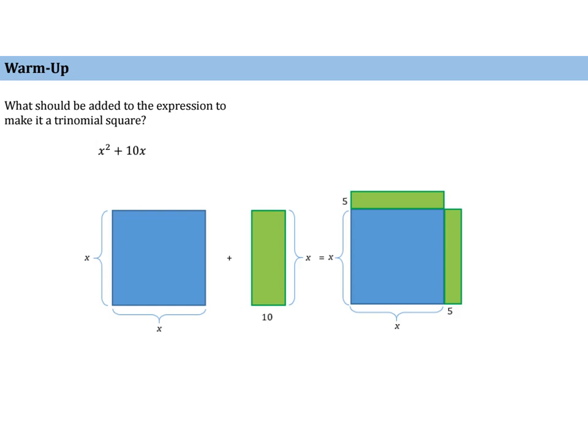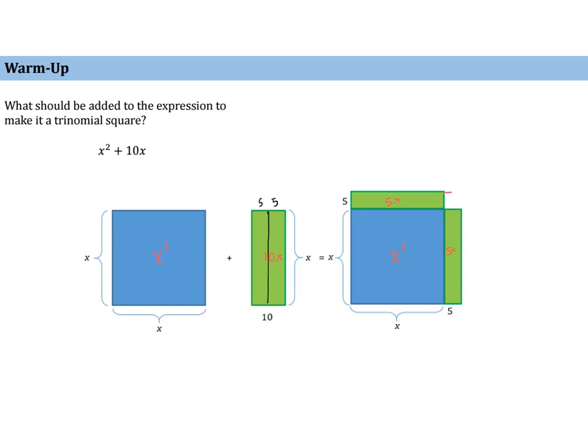So we have two terms of a polynomial, and we want to write a third term so that it would be a trinomial square. If we look at the areas, the area of this square is x squared. The area of this green rectangle is 10x. Let's divide up this green rectangle so that we have two rectangles that are 5 by x. So here we see x squared, 5x, 5x.